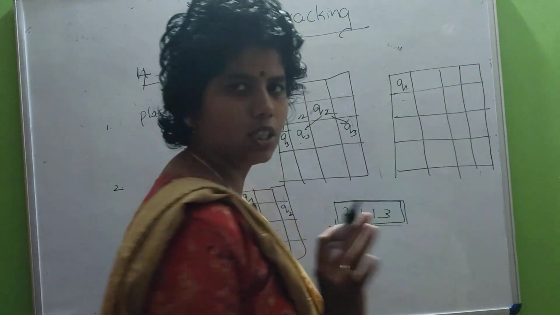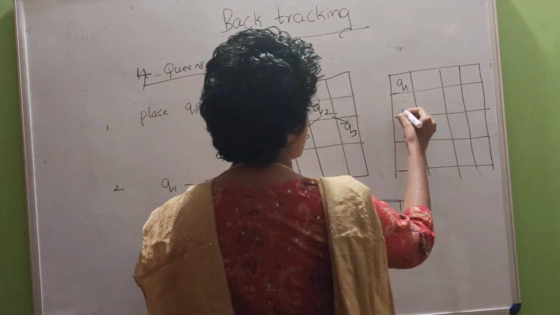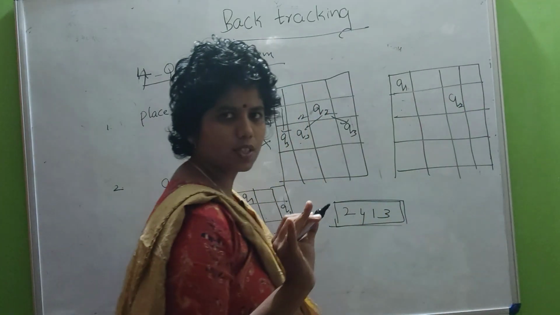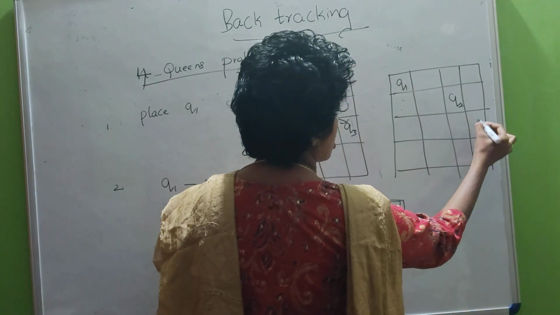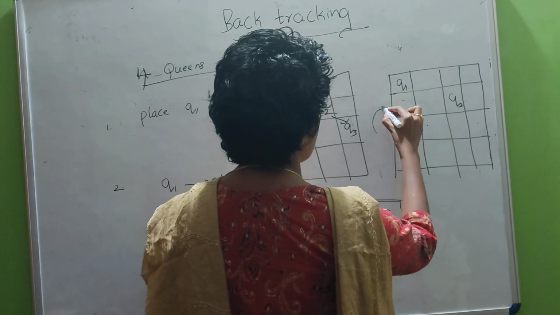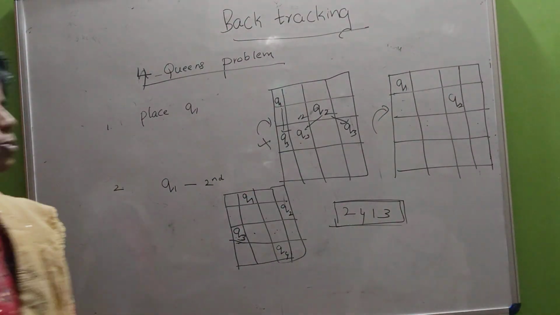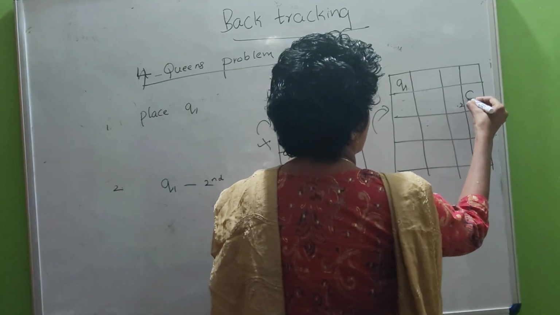Whenever you place Q1 there in the first step, you can't place Q2 here and here, so you place it here. In that step, whenever you want to place Q3, you can't place it here. So you will backtrack the position of Q2. After backtracking, what will be the position of Q2? This is the only possibility, right?